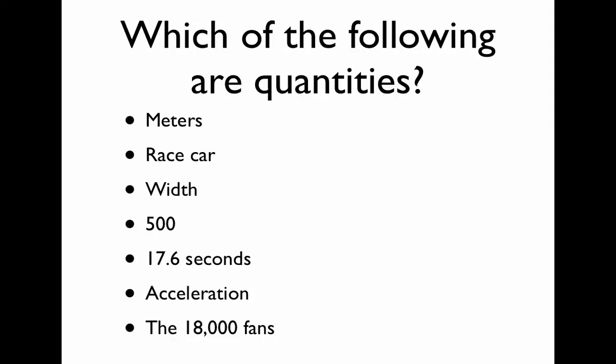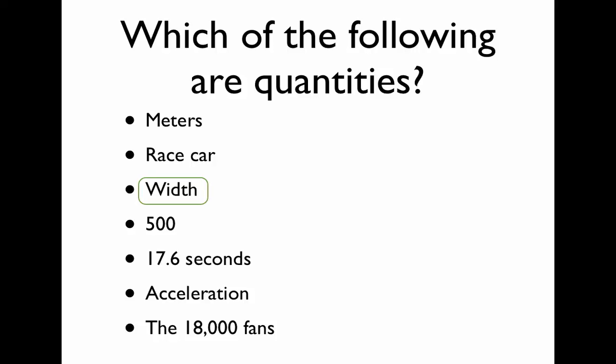So the following are quantities. How about meters? Is meters a quantity? No, that's a unit, right? That's not a measurable attribute. Okay, what about a race car? Object, no. Width. Yes, that's something we measure for some object, right? Okay, 500, is that a quantity?